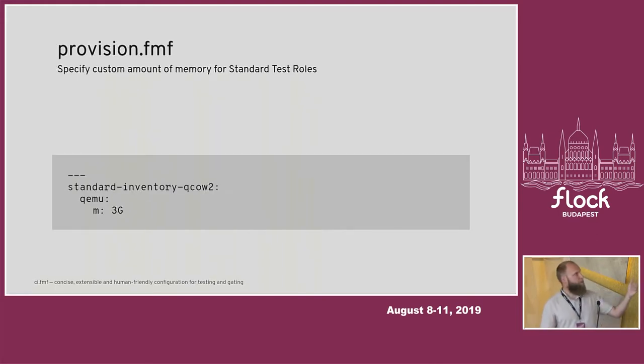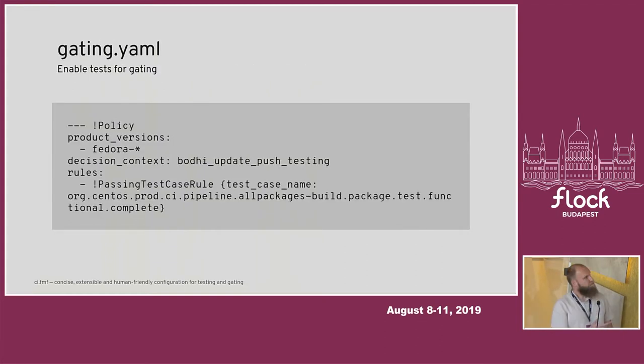Then there was a request to be able to configure the amount of RAM for the test. So we added, as a proof of concept, how FMF could be used. This file, provision FMF, can contain the information about the memory, but as a proof of concept, we didn't put it into more thought. So there's this syntax, standard inventory qcow. Why is it there like that, and the M, so it's not very intuitive. And for the gating YAML, yeah, copy and paste once or multiple times if you want to enable multiple gates, and it looks like this.